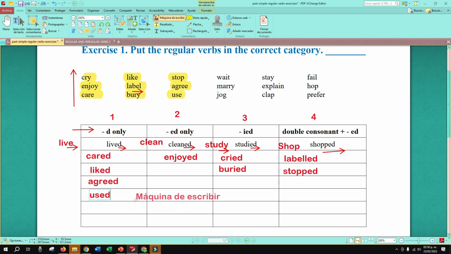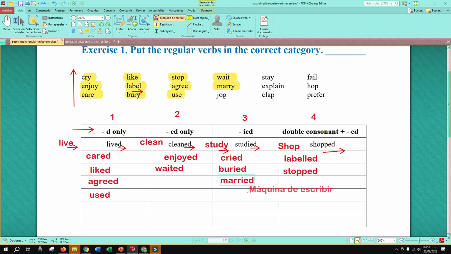That is the number one, yes. Let's see, wait. One. What? Wait? No. Number two, yes. Waited. Yes, two. You need to have ED. Waited. Right? Good. Let's see. Mary. What do you think about Mary? One, three. Yes. Number two. Married. Right, number three. Good.